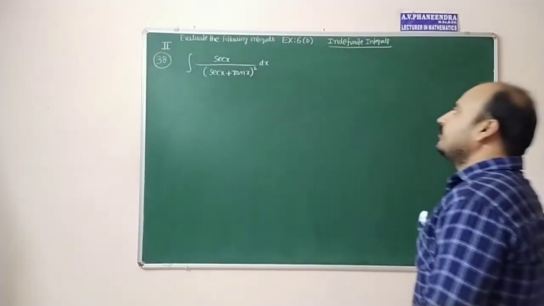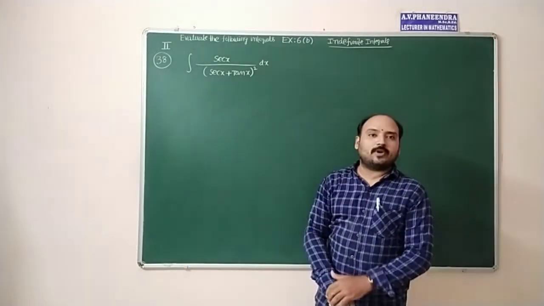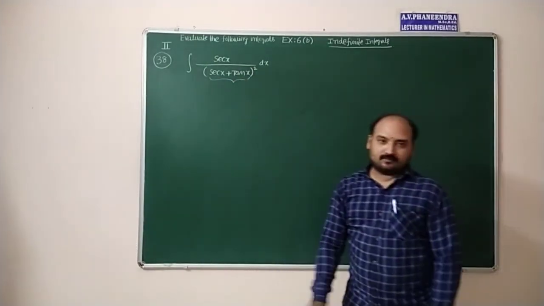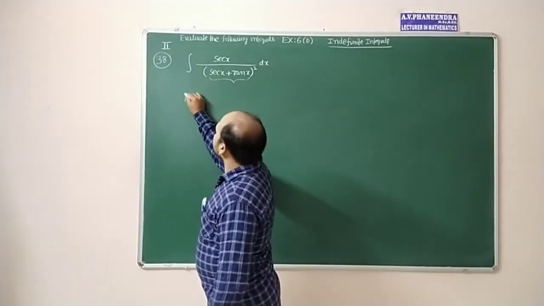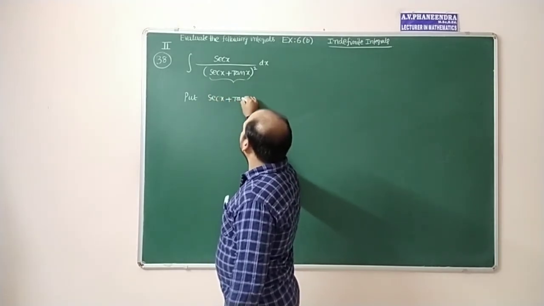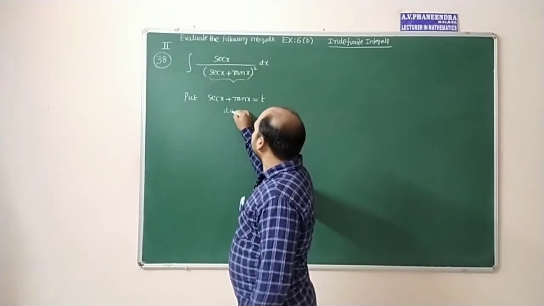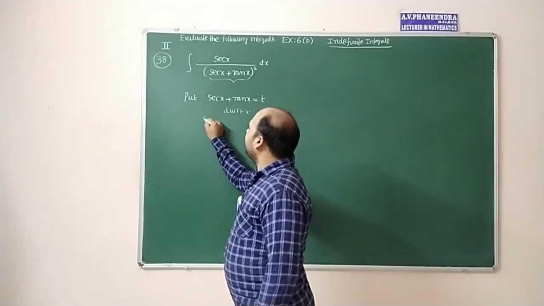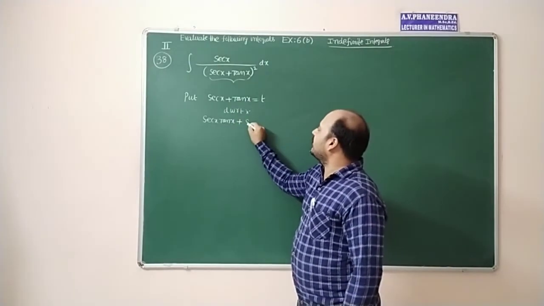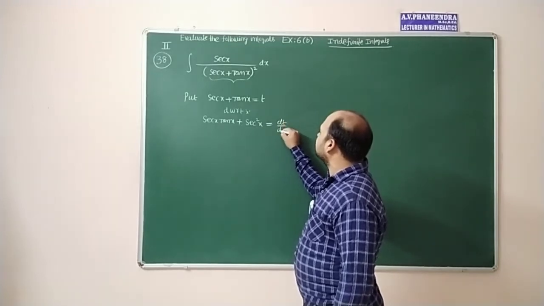Next question. Integral secant x by secant x plus tan x whole square dx. So here, whatever the denominator whole square is there, you can assume as t. So put secant x plus tan x equal to t, and differentiate with respect to x. Secant x derivative is secant x tan x, plus tan x derivative is secant square x, equal to t derivative with respect to x, dt by dx.